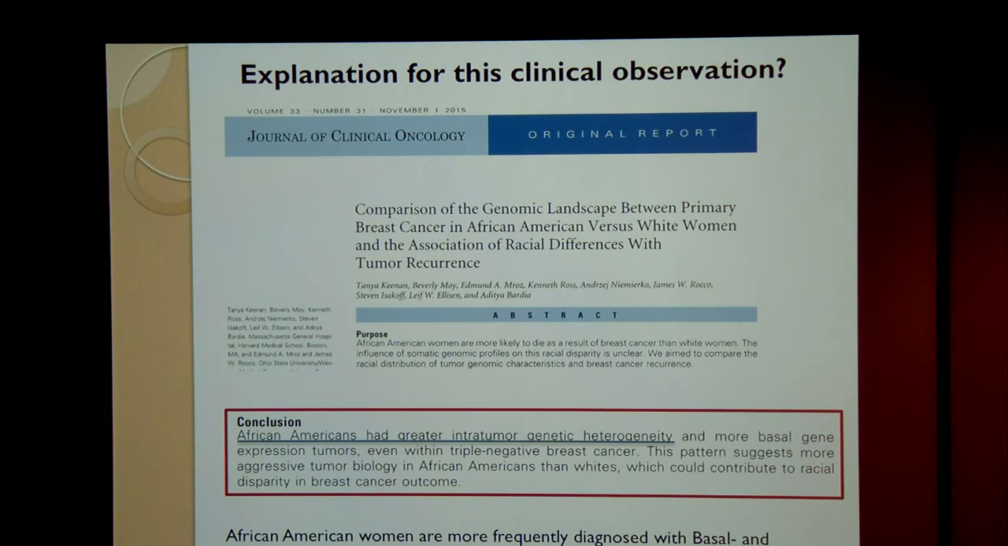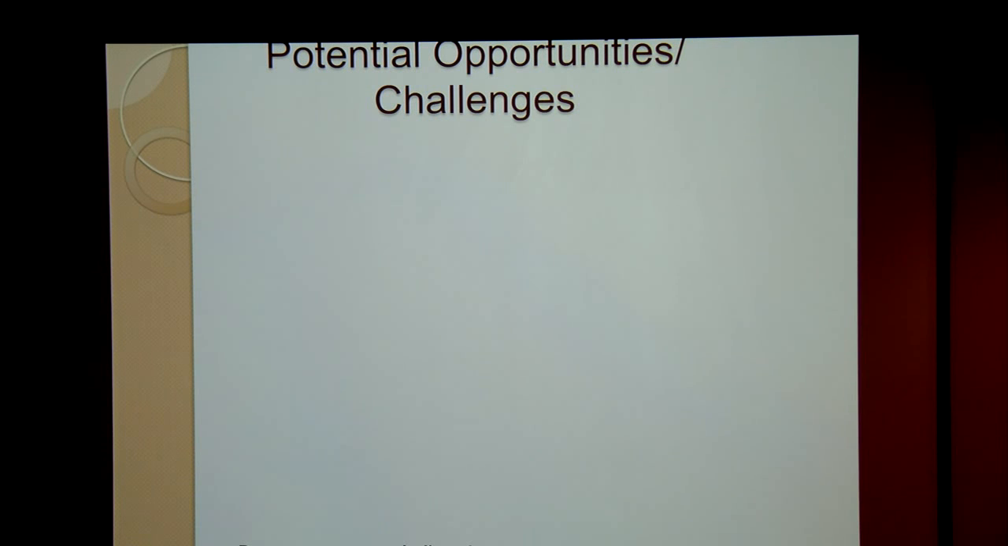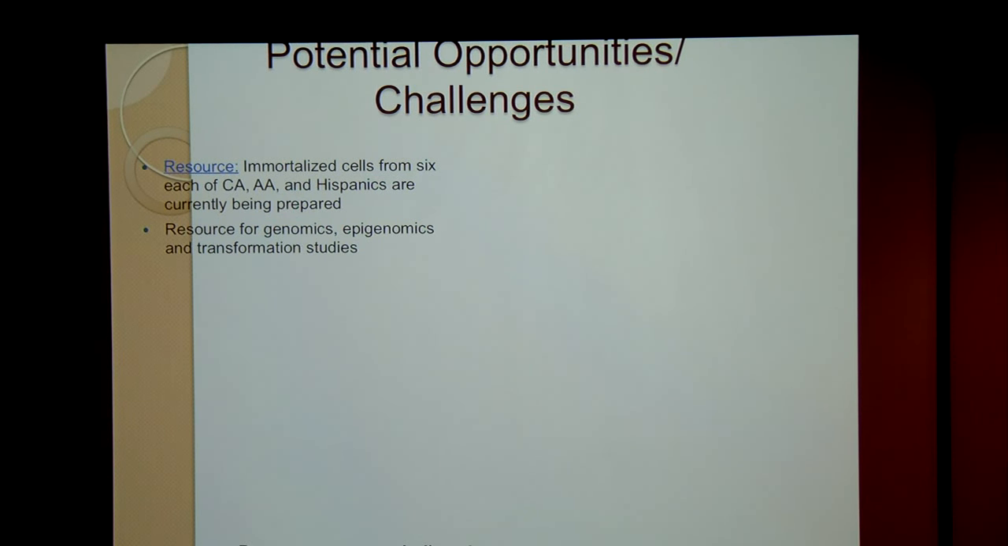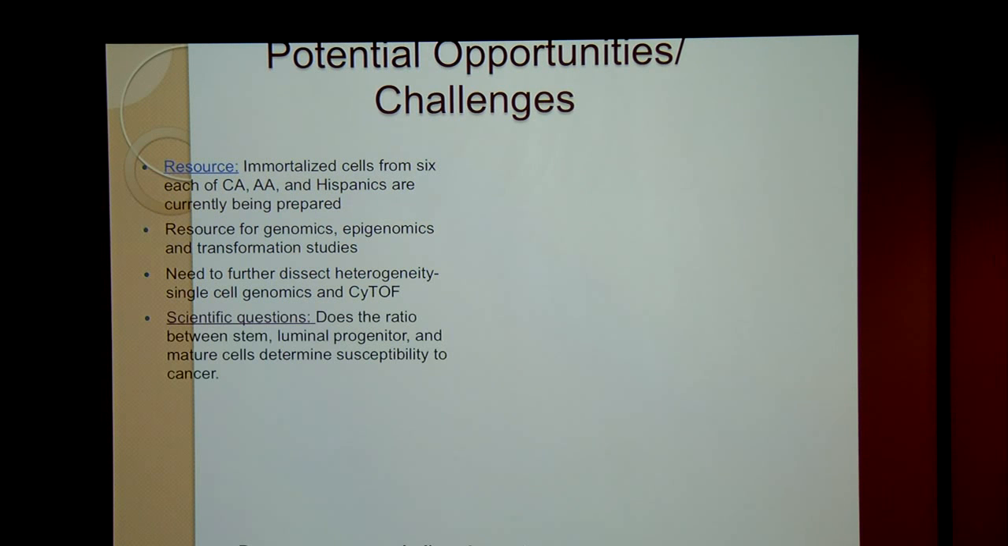So with all these resources, there are a number of opportunities we get. One, now we have immortalized cells from these women based on the ancestry map. You can start manipulating them, right? So you can use the resource for genomics, epigenomic and transformation studies. You can do all sorts of genomics and cytometry. Some of you may know that we can further classify these cells. And the scientific question we can ask is: does the ratio between the stem, luminal, and mature cells at a given time, as we age, serve as a parameter to determine the susceptibility to cancer? This is something my lab is interested in.